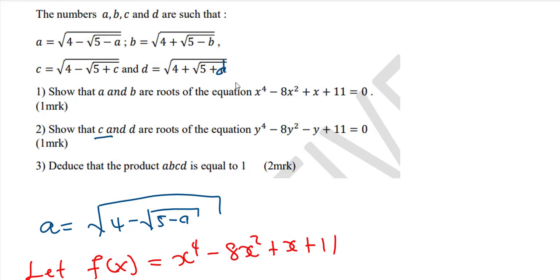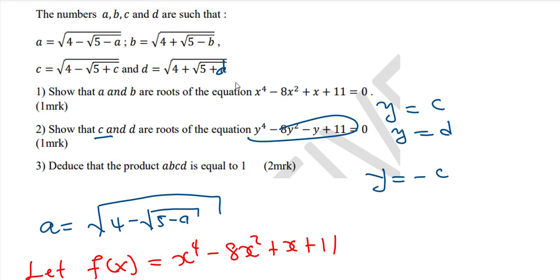since y equal to c and y is equal to d are roots of this equation 2, then if I pose y is equal to negative c and y is equal to negative d, these would definitely be solutions of the equation in x, since we saw that y is equal to negative x satisfies this particular equation. So it satisfies and it transforms equation 2 to equation 1.